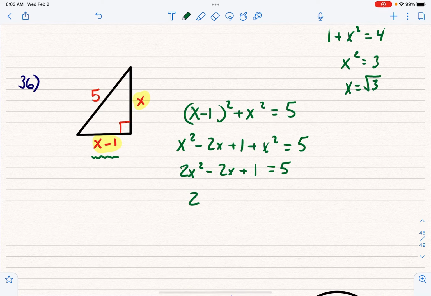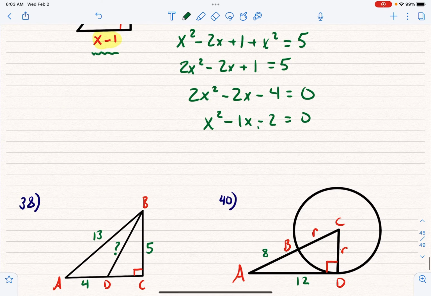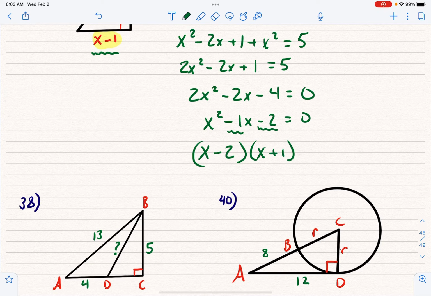Move everything over to one side. 2x squared minus 2x minus 4 is equal to 0. Divide everything by 2. x squared minus 1x minus 2 is equal to 0. So you go, what are factors of negative 2 that add up to be negative 1? And that would be negative 2 and positive 1. So I go x minus 2 times x plus 1 is equal to 0.